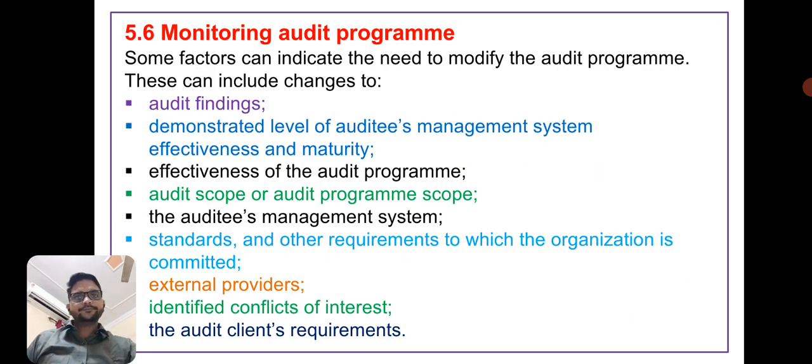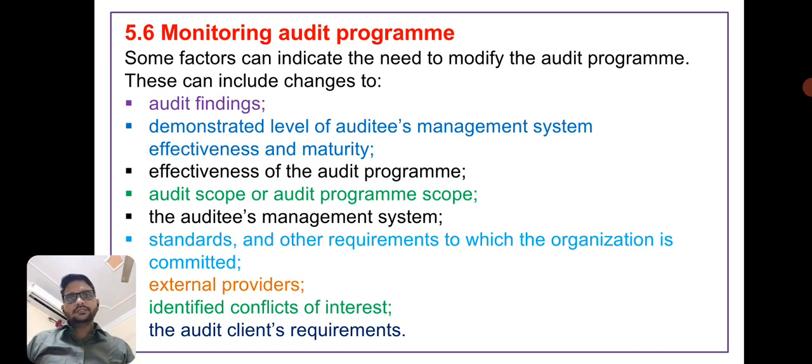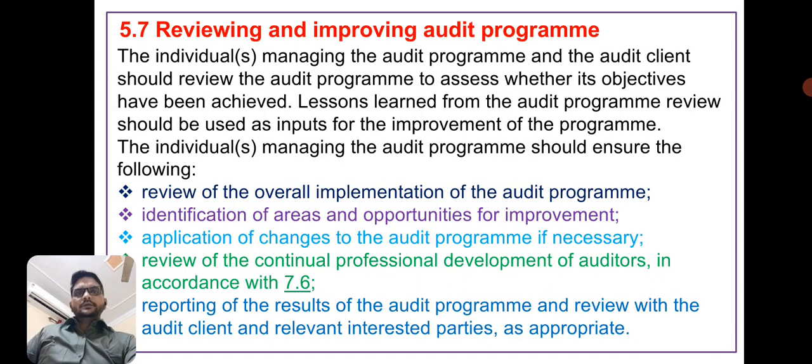Next, some factors also indicate the need to modify the audit program, like audit funding, demonstrated level of auditee's agreement, management system effectiveness and maturity, effectiveness of the audit program, audit scope, audit management system standard, external provider, and identified conflict of interest. Next is 5.7, that is reviewing and improving the audit program.